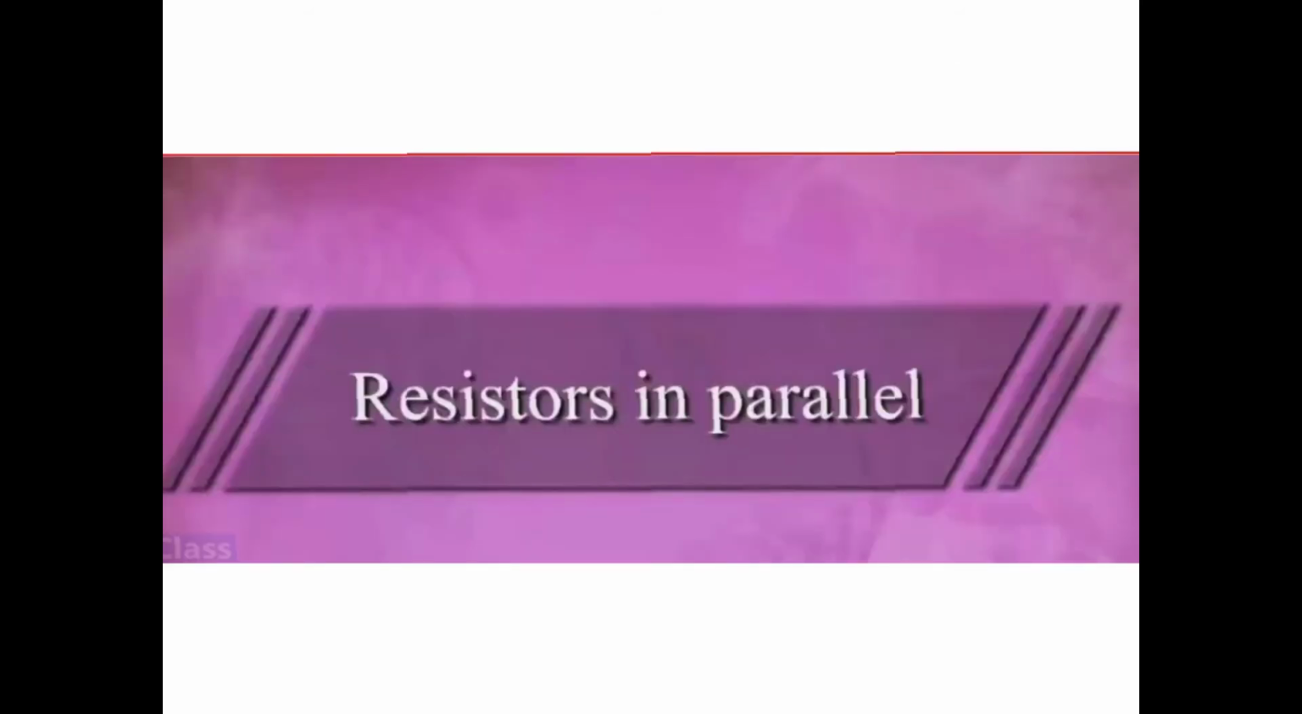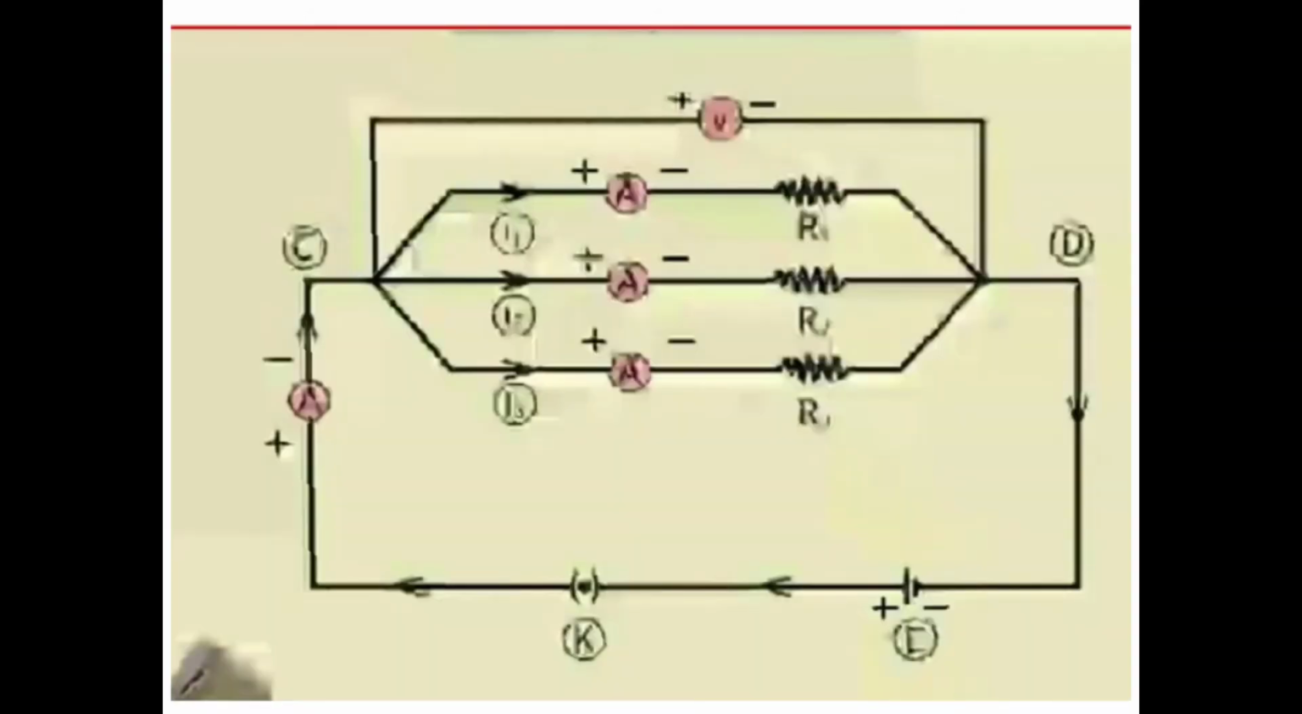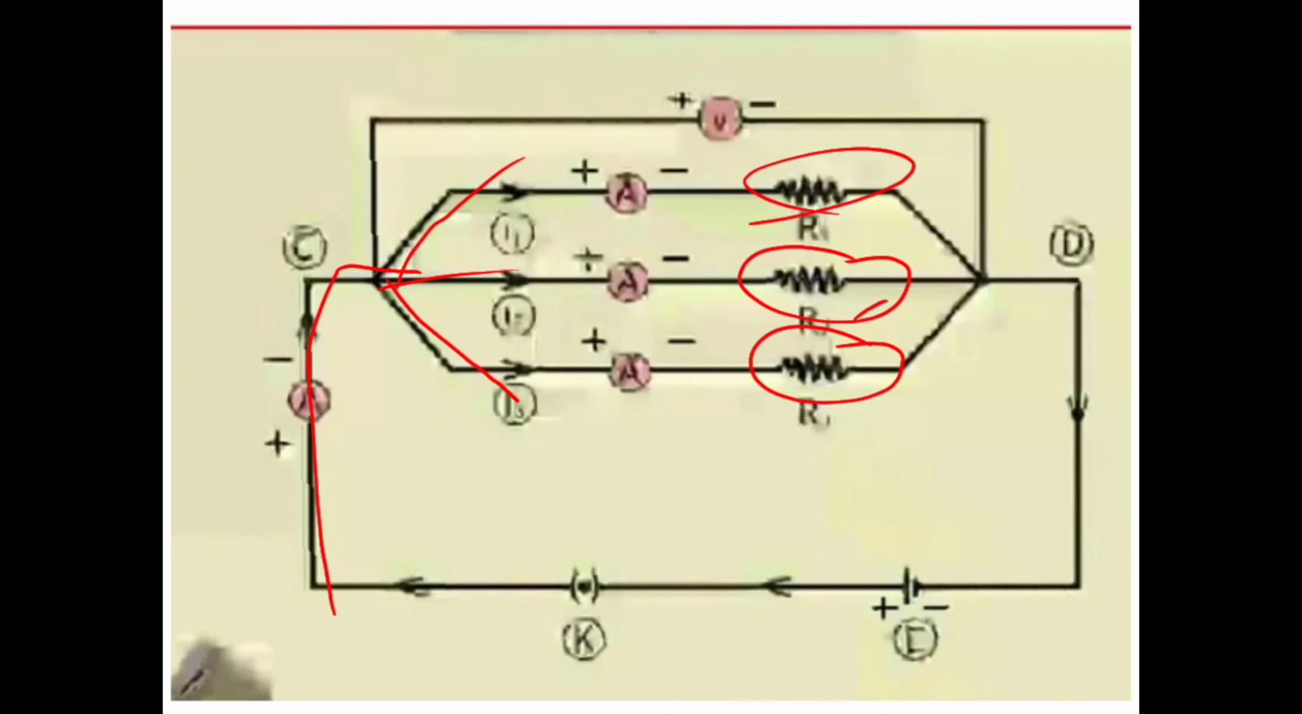Now let us understand resistance in parallel. Resistance in parallel means from one wire I am taking three wires, and each one is connected to a resistance. Say here we have R1, here I am having R2, and here I am having R3. These are the three resistances I am having.